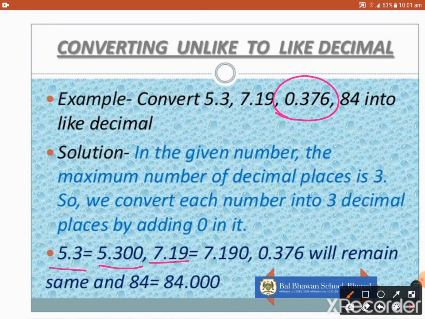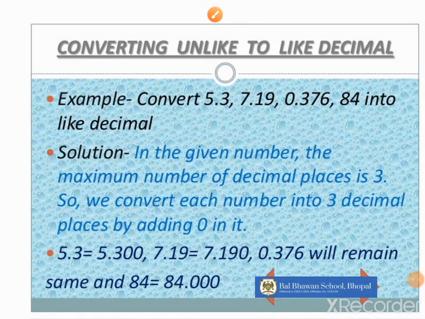Similarly, 7.19 has only 2 digits after the decimal, so we can add a 0 to it. It will become 7.190. 0.376 will remain the same. Now we have the whole number 84. 84 does not have a decimal, so we can write a decimal after the whole number, and we need 3 digits after the decimal, so we can place 3 zeros after the decimal, that is 84.000. Now they all are like decimals.